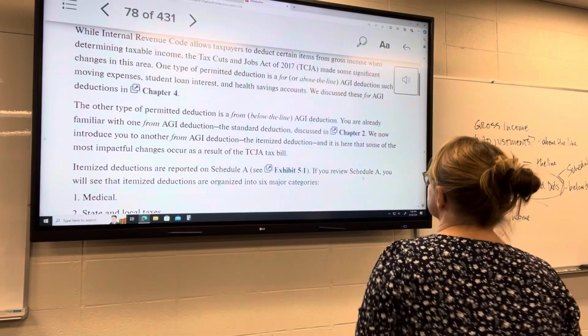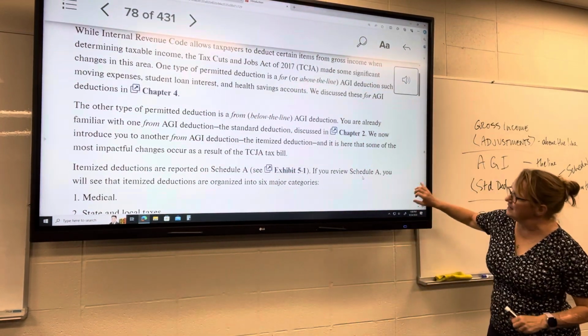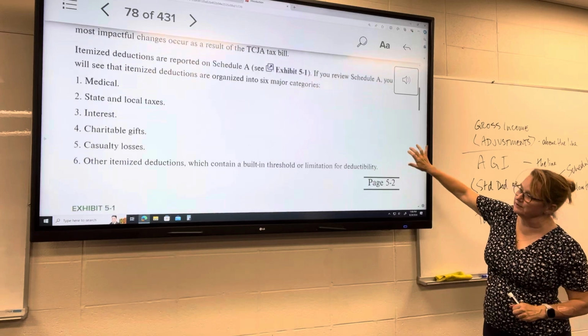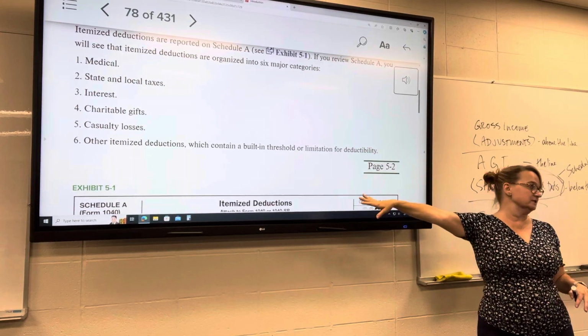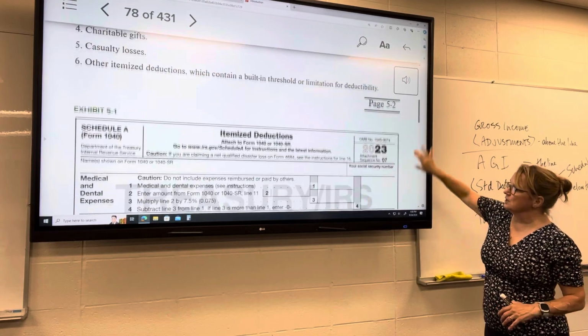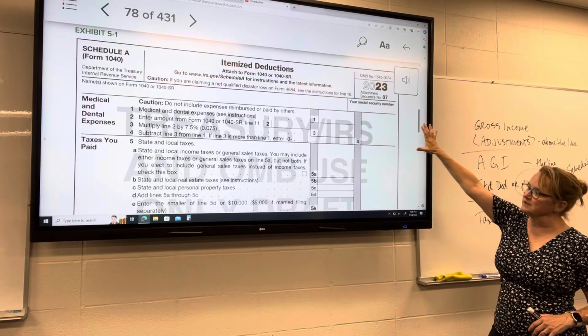All right, so let's take a little look at the Schedule A that we're gonna be working with here. And all of those things that I went over, I went in order of how they're listed on the Schedule A. So, this is what it looks like.